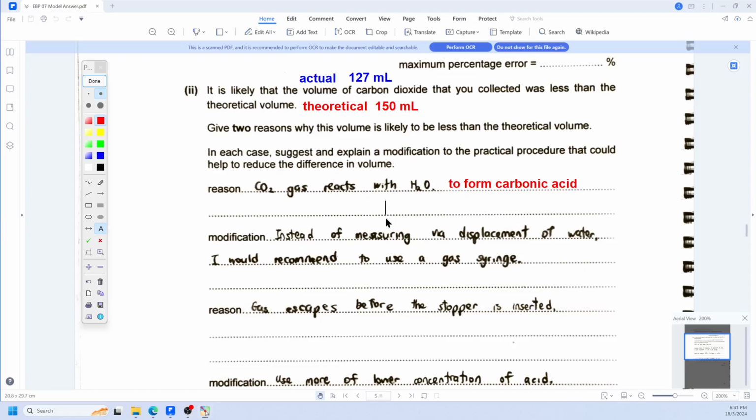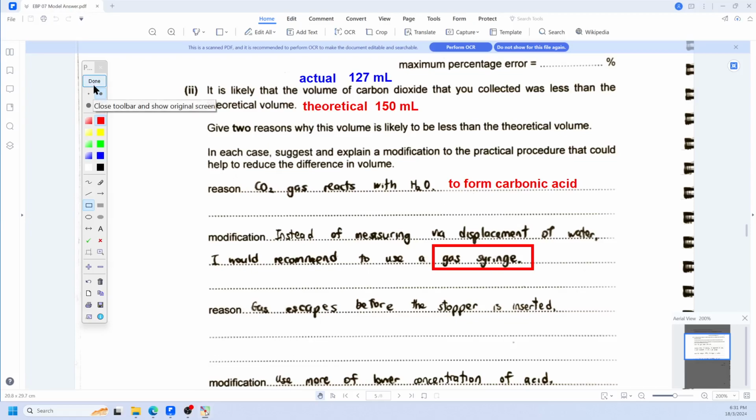So therefore, how do we fix this? Remember for that particular case, your volume of gas is collected over water. When the gas passes through water, some of the carbon dioxide could have dissolved or reacted with the water to form carbonic acid. So instead of measuring via displacement of water, I recommend just connect it to a gas syringe. That means don't go through water. The tube goes all the way to a gas syringe.